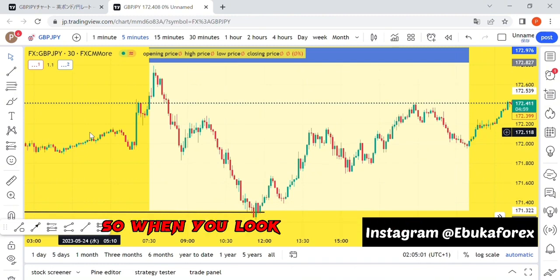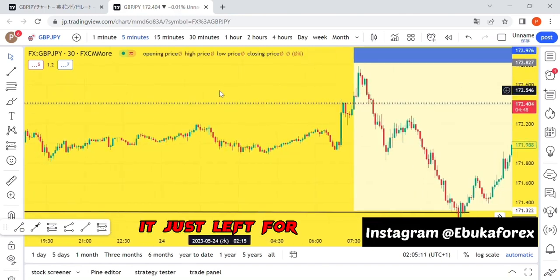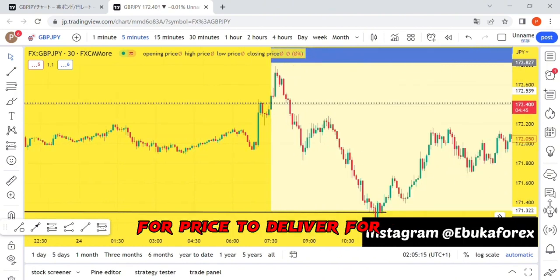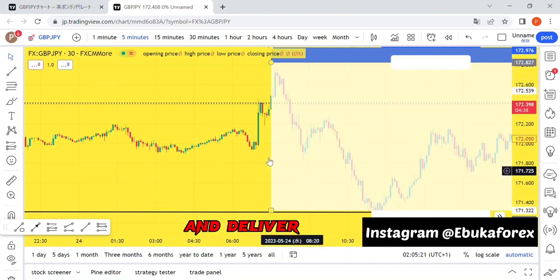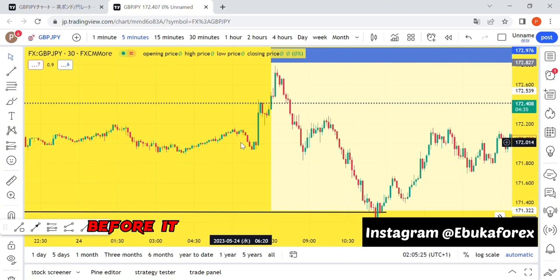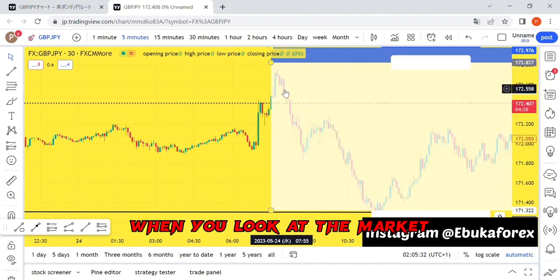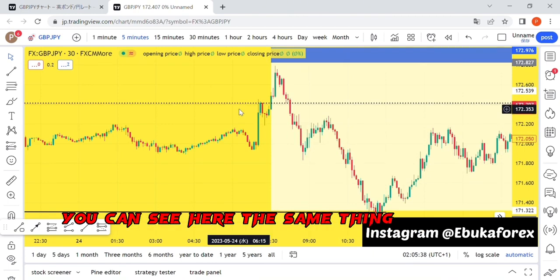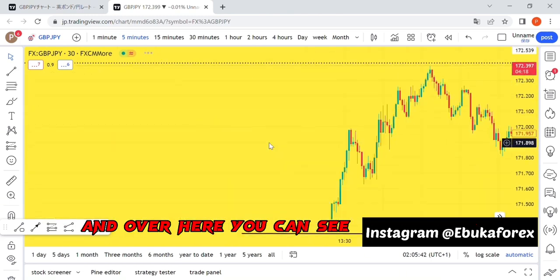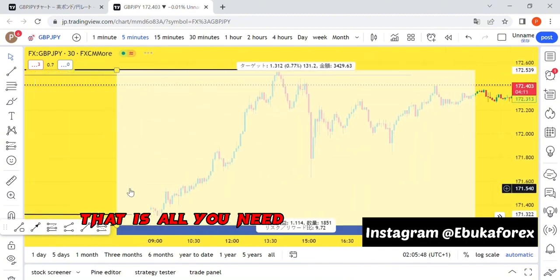Are you getting it? So when you look at this area now, you can see this area of liquidity. So it's a high probability trade. It's just left for you to wait for price to deliver for you. Over here, you can see price came back and delivered to our key level before it rallied up and started going. So it's very, very simple. You understand? When you look at the market, you see so many examples here. You can see the same thing here. This is 8:30 in the morning, and over here you can see this is 8:30 in the morning, which is the London session. That is all you need to be a profitable trader.